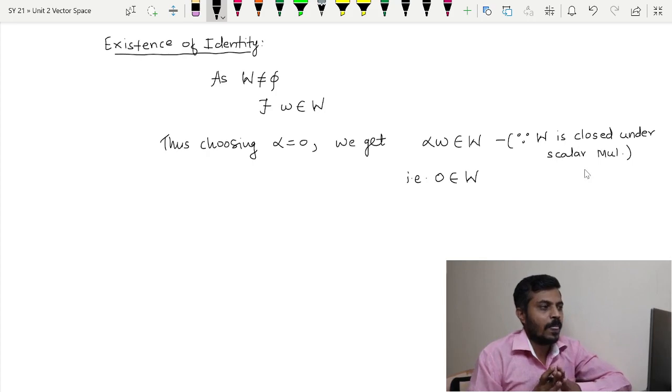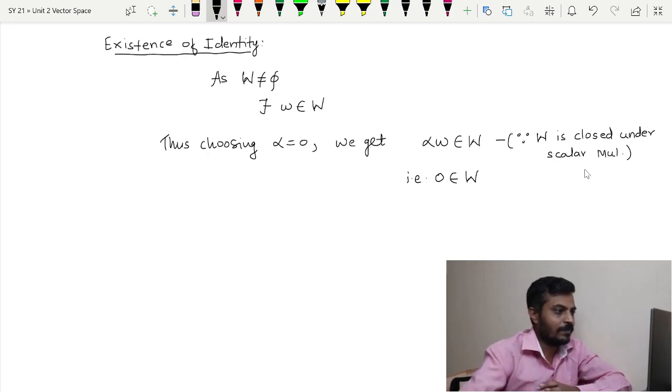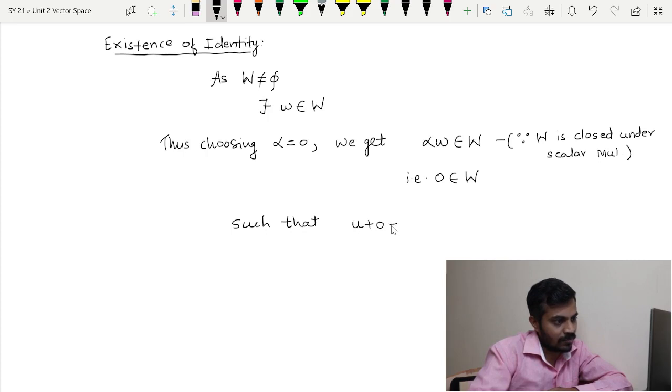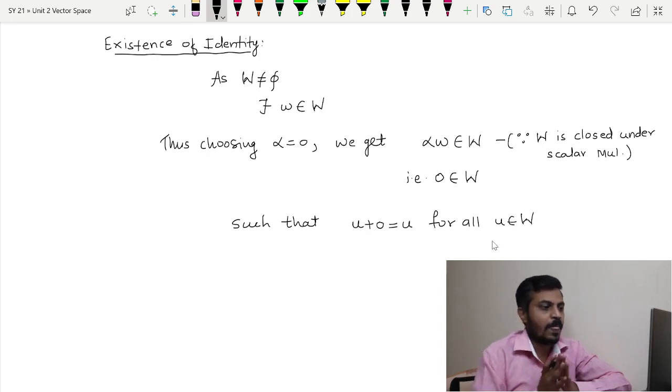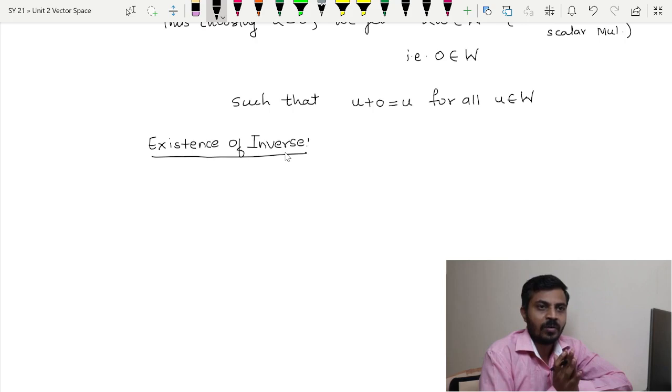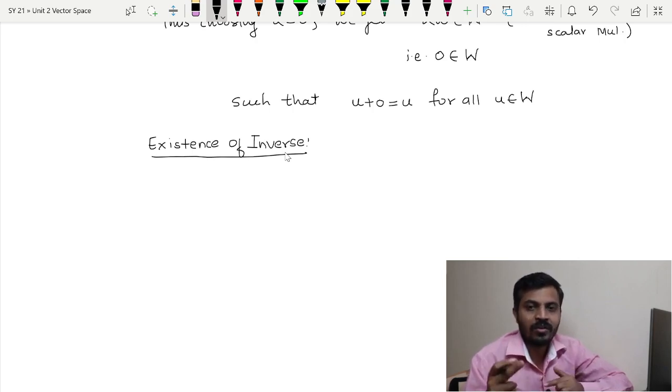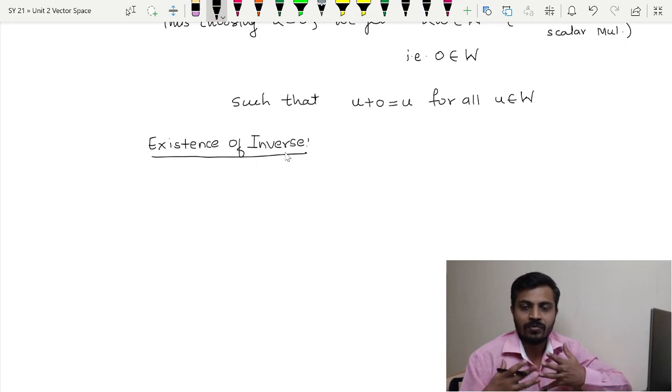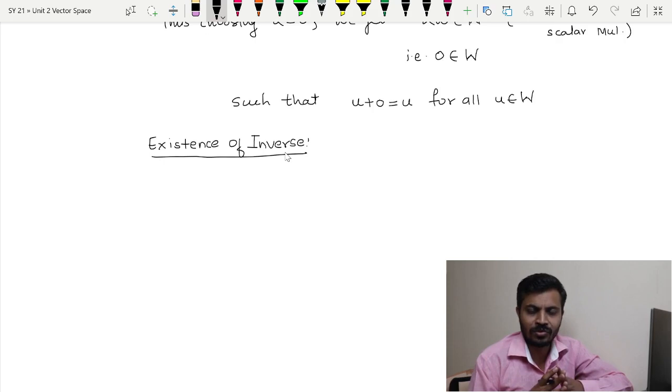So, we have proved that w contains the identity, and definitely this property will be satisfied such that u plus 0 will be equal to u for all u belonging to w. That is not an issue at all. Now, we will move towards the existence of inverse property. So, what does the inverse property say? According to the property, for each u belonging to v, we should be able to find minus u belonging to v such that u plus minus u should be equal to 0.